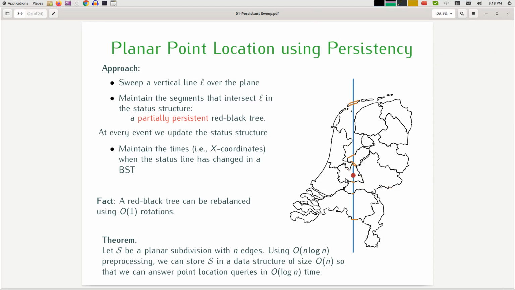This essentially gives us the optimal solution for the planar point location problem. It's n log n preprocessing time, linear space, and log n query time. But later we're going to see different solutions that exhibit different techniques that we need to learn in this course.